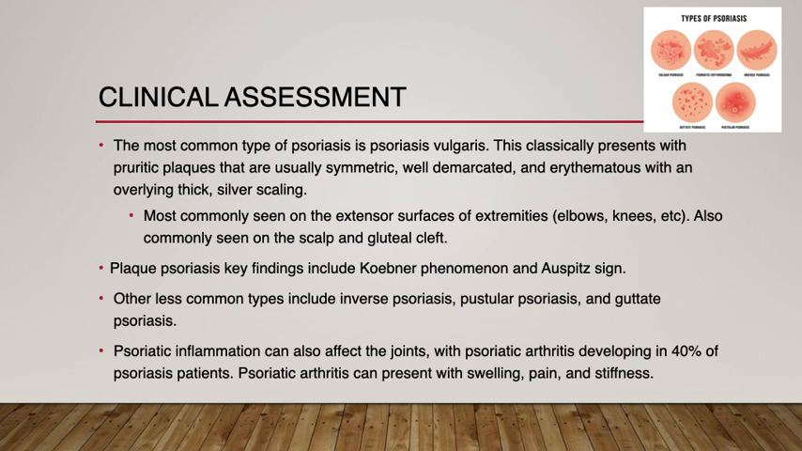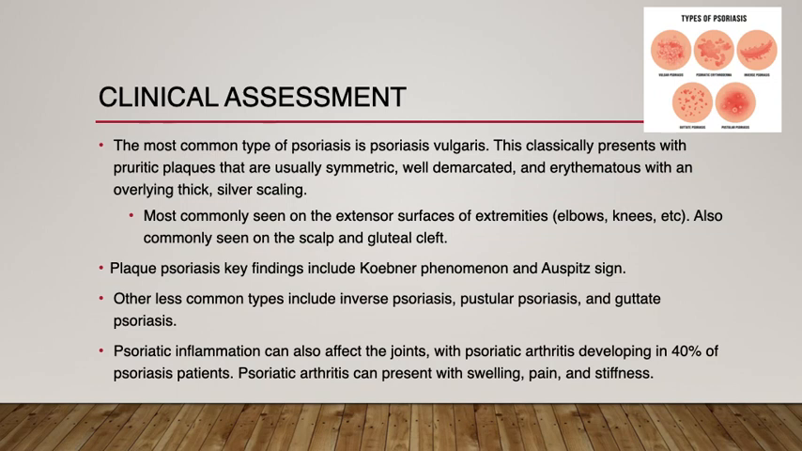Once the plaques heal, hyper or hypopigmentation can occur as a result. Some plaque psoriasis key findings include Koebner phenomenon and Auspitz sign. Koebner phenomenon is the development or worsening of skin lesions in sites of injury of the skin. Auspitz sign is pinpoint bleeding after scales or plaques of skin are removed or scraped.